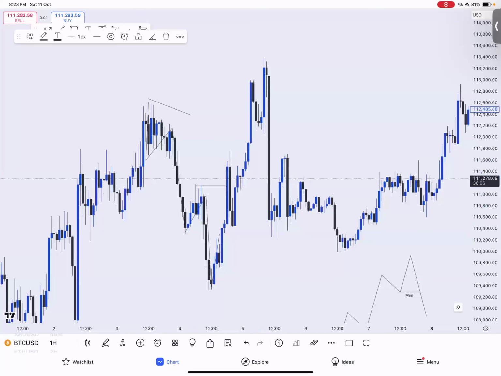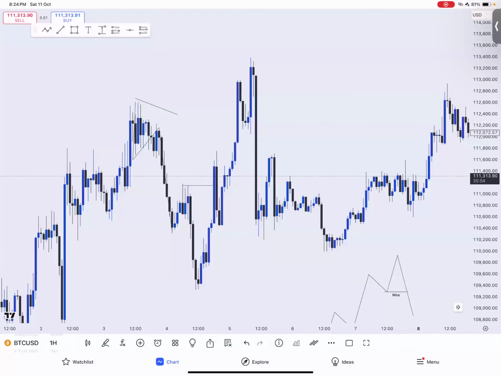So the market structure shift is basically a deviation from the current pattern of a particular trend. So even if it's just a mini trend for a small period of time, the moment you get that deviation from the behavioral pattern of that trend, then you've gotten a market structure shift.